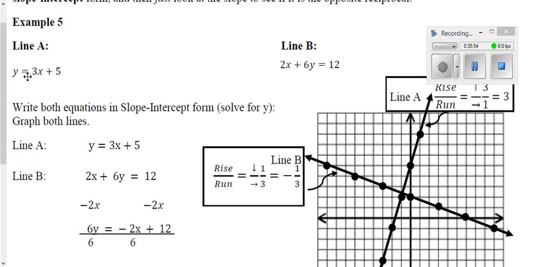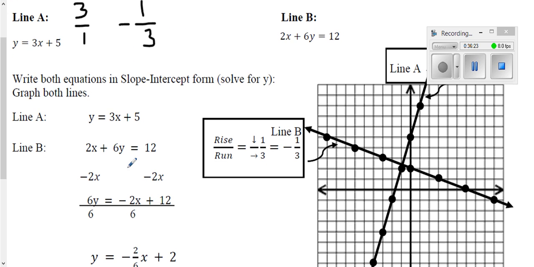So here's our line. Our first line A is already in slope-intercept form. We can see the slope is 3. Okay. So let's see, what's the opposite reciprocal of 3? Well, we put the 3 over 1. We flip it. The first one was positive, so this one would have to be negative. So we're looking for -1/3 in the second line.